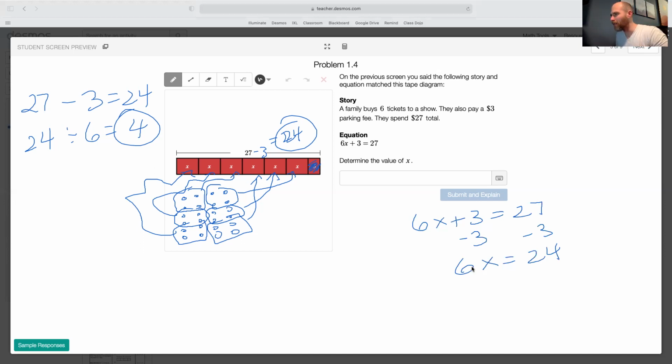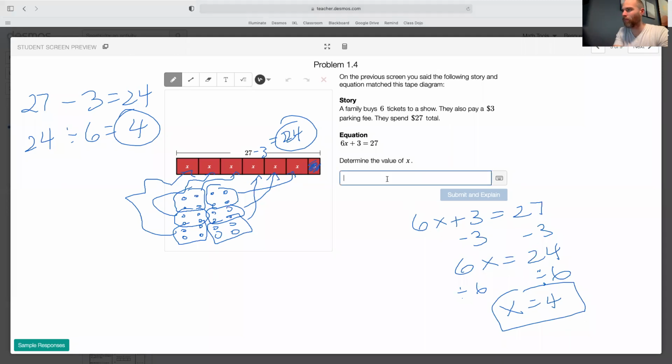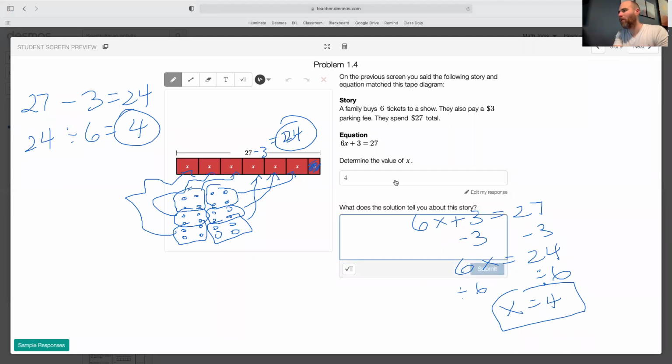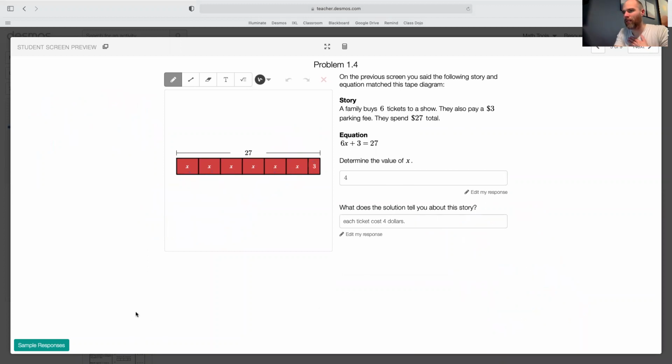All right, and so now I've got 6 times x equals 24. Let me divide by 6 to get rid of that times 6. And I get x equals 4. All right, so let's enter that in. And what does the solution tell you about this story? So we figured out that each ticket costs $4, right? So that's what we put here. Each ticket cost $4. Boom. All right, we got it. Let's keep going.